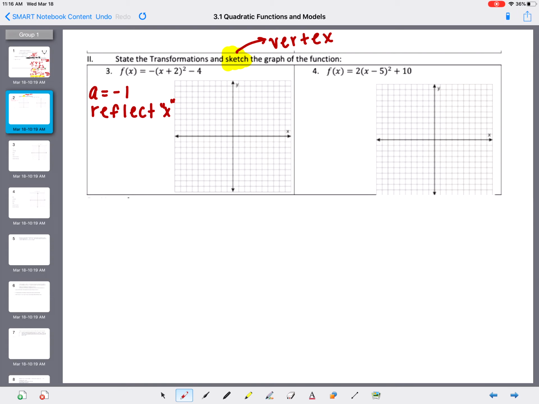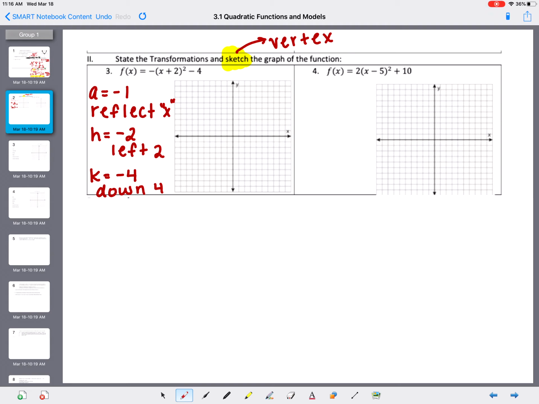Inside the parentheses, I see that I have an H because it's being added with x. Now, H lies to you, so it looks positive, but it's really a negative 2. And that negative 2 tells me that it's going in the left direction. Okay, I'm going to go left 2 from my parent function. All right, my K value, which is negative 4, tells me that I'm going to go down 4 units.